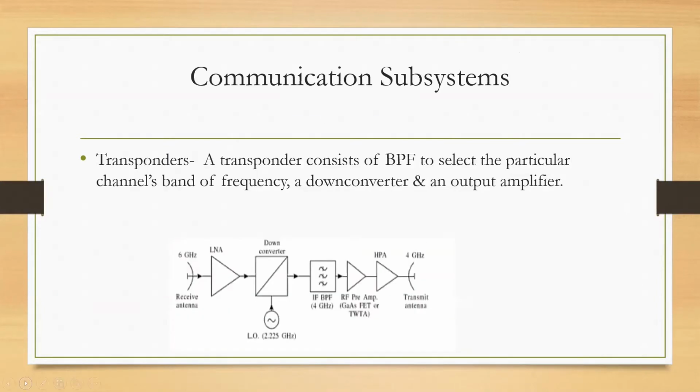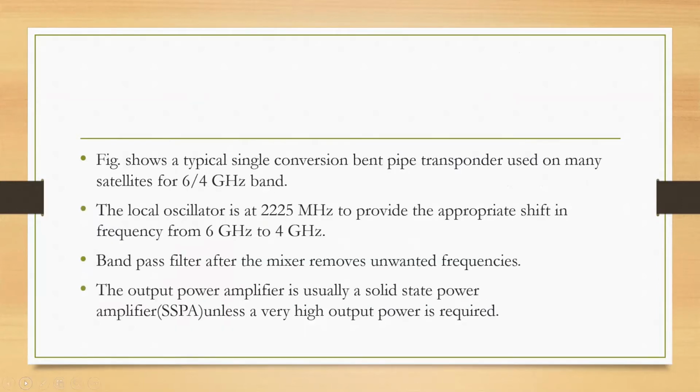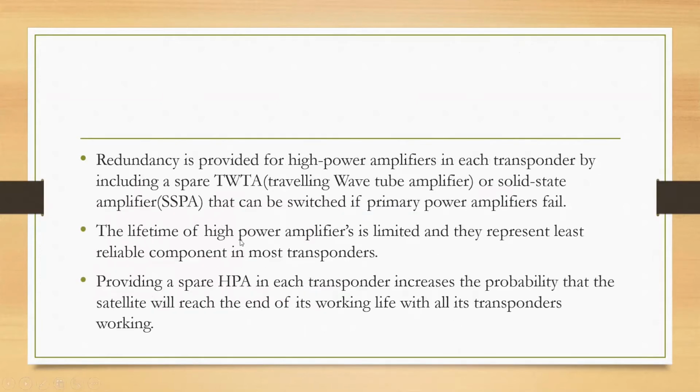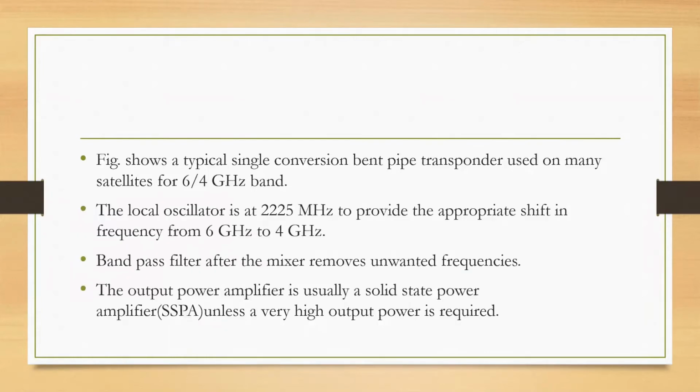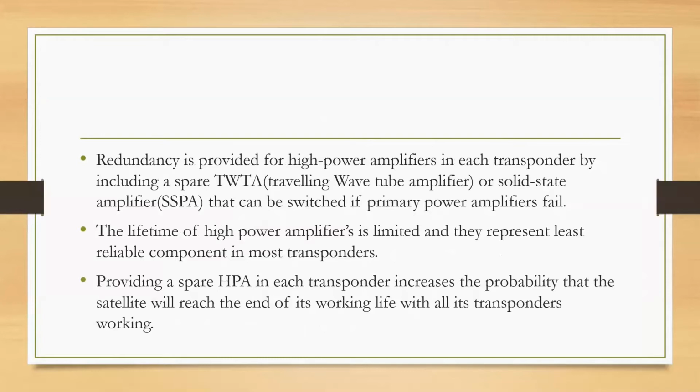Now coming to the next thing that I covered, the transponder that I have already covered, the 6/4 gigahertz, as I told you, the 225. I had taken it wrong, it's approximately 2 gigahertz. So the redundancy is provided for a high power amplifier in each transponder by including the HPA that you saw in the diagram for your repeaters. They are traveling wave tube amplifiers or solid state amplifiers, and the lifetime of the high power amplifiers is limited and represents the least reliable component.